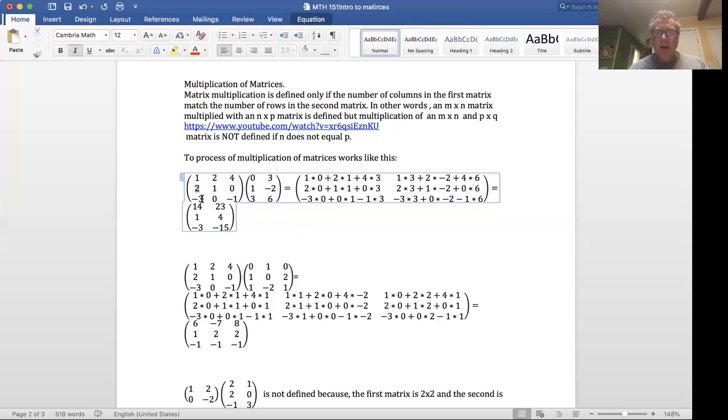Finally, we have to deal with the third row. So we're going to go through the same process.